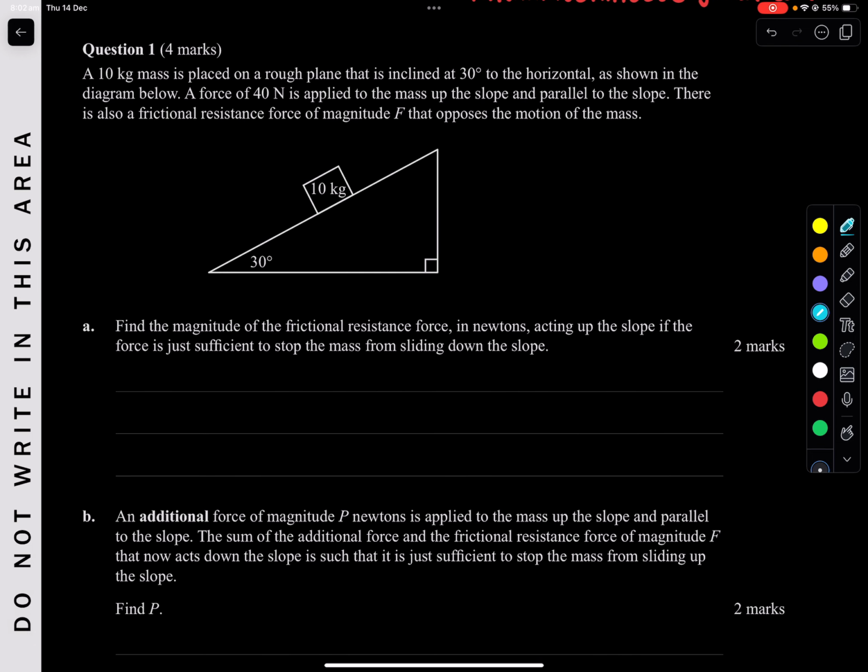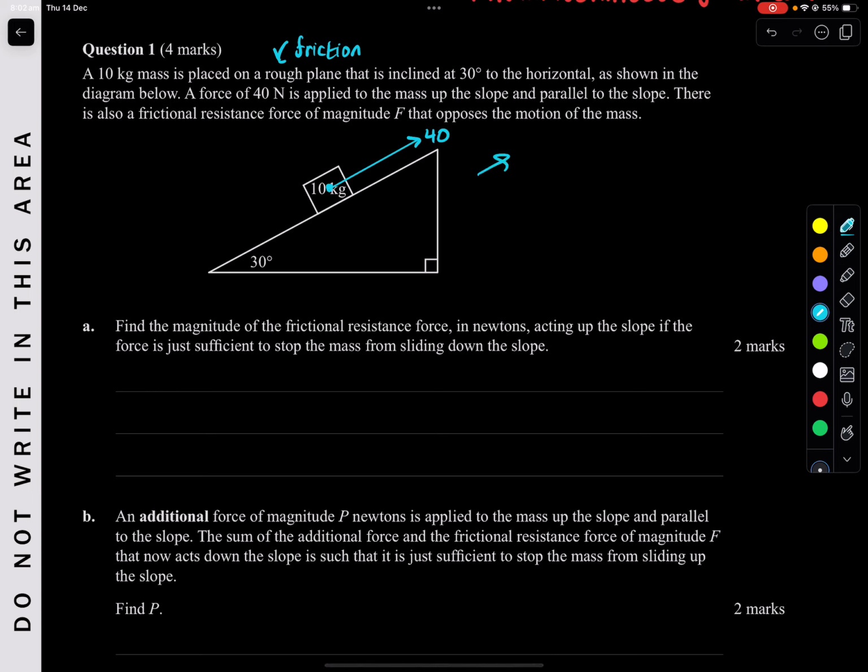Question 1. A 10 kilogram mass is placed on a rough plane. Rough means that there is friction. So we know that there's going to be friction. That is inclined at 30 degrees to the horizontal, as shown in the diagram below. A force of 40 newtons is applied to the mass up the slope and parallel to the slope. So up the slope, which is like this, and it's parallel to the slope, so that is going to be 40 newtons. There's also a frictional resistance force of magnitude F that opposes the motion of the mass.